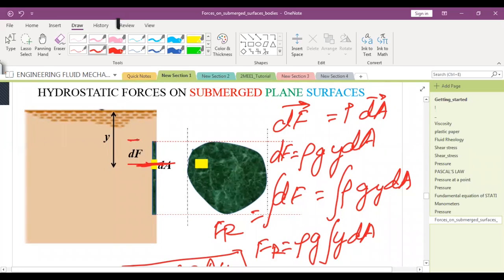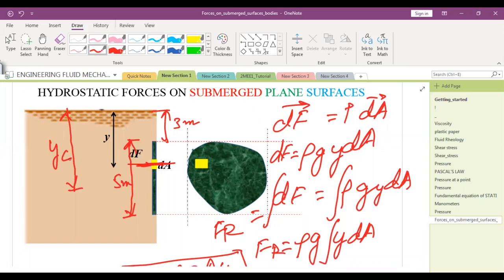तो मान लीजिए, this is 5 meters and this is say 3 meters, then what will be the value of yc? What should be the value of yc? 5.5. Yes, sir. So yc will be 5.5, that is 3 plus 2.5.